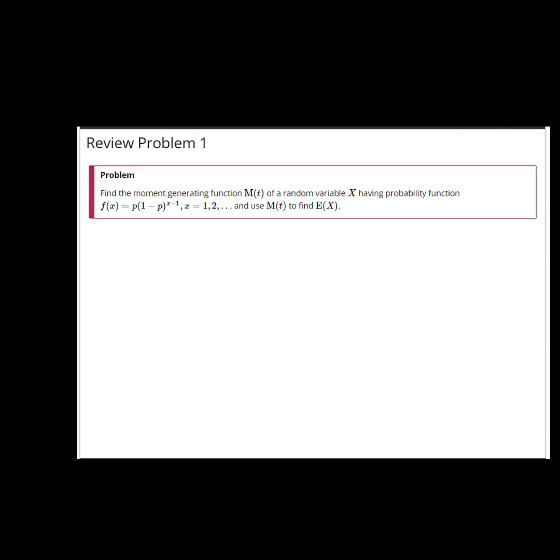Review problem. Find the moment generating function of a random variable which has probability function p times (1 minus p) to the x minus 1, where x runs from 1, 2, 3 through the positive integers. Use the moment generating function to find the expected value of x.